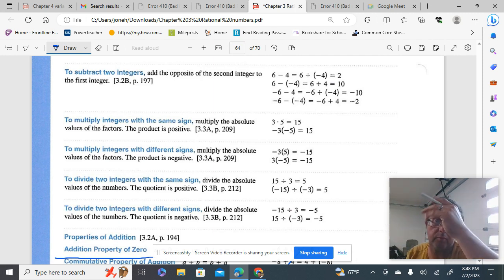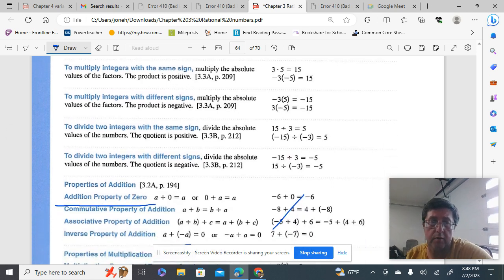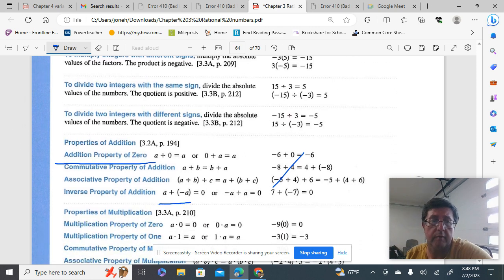Okay, to multiply integers with the same sign: 3 times 5 equals 15. If you have -3 times -5, then you still get 15, just as long as the signs are the same. Now, if the signs are different, it's always going to be negative. I don't care which number is the negative number. To divide two integers, if one is negative, the answer will be negative. If both are negative, the answer will be positive. If they both are positive, the answer will be positive.